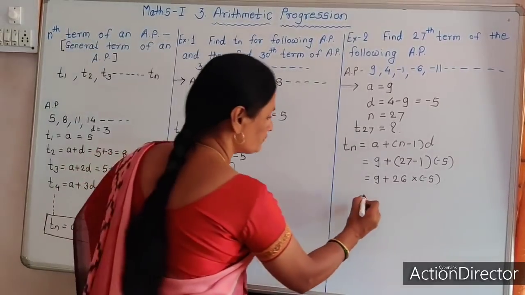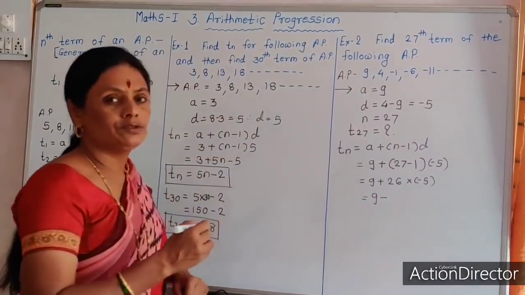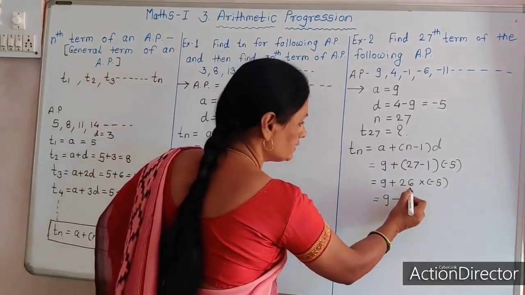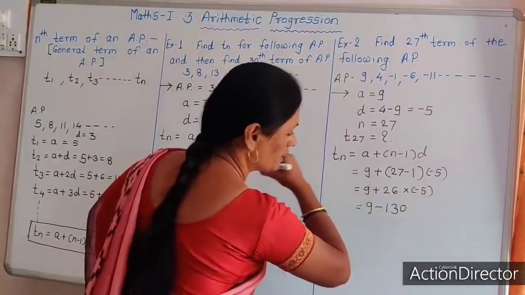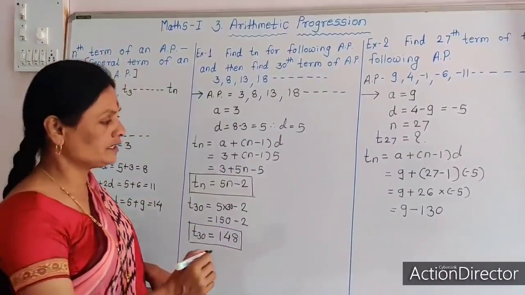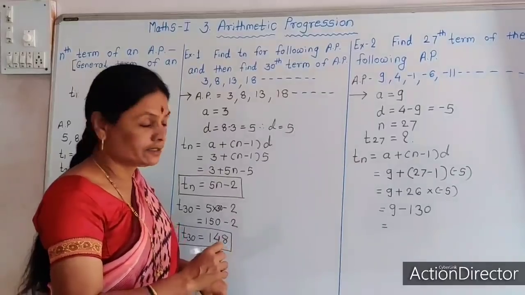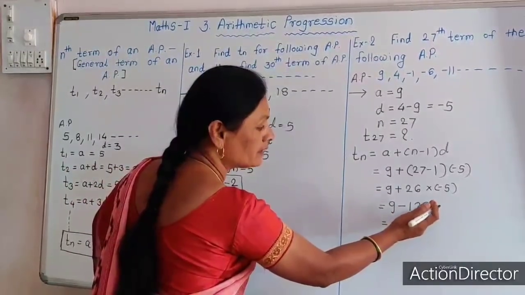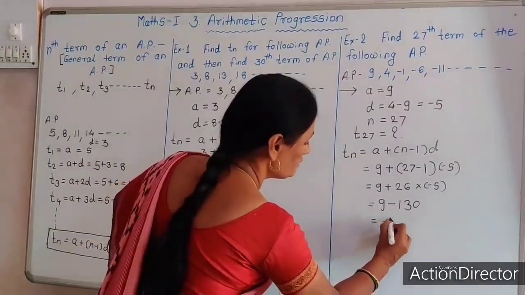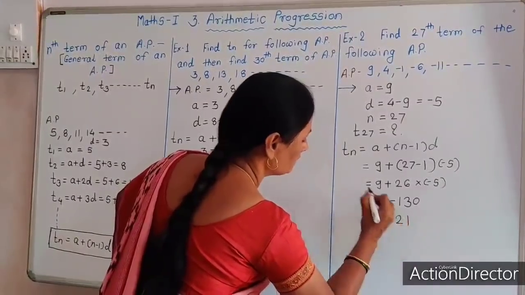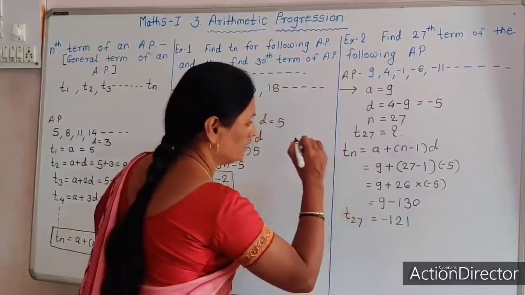Now look here: 9 plus, plus into minus is minus, so minus 26 into 5. 26 into 5 is equal to minus 130. So it is plus 9 and minus 130. We subtract 9 from 130 and write the sign of minus, that is minus 121. This is the value of T27.